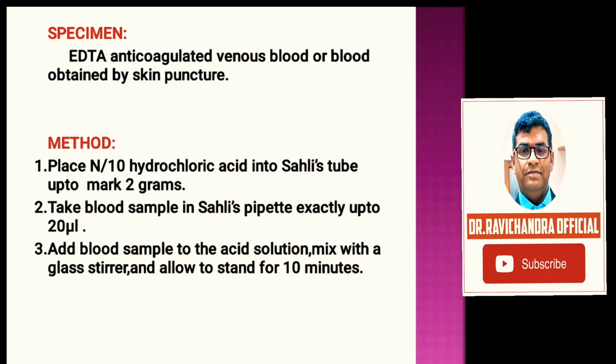Specimen: EDTA anticoagulated venous blood or blood obtained by skin puncture is used for hemoglobin estimation. First, take N/10 HCl into the Sahli tube up to mark 2, and take the blood sample in the Sahli pipette exactly up to 20 microliters. Now add the blood sample to the acid solution, mix it using a glass stirrer, and allow it to stand for 10 minutes.